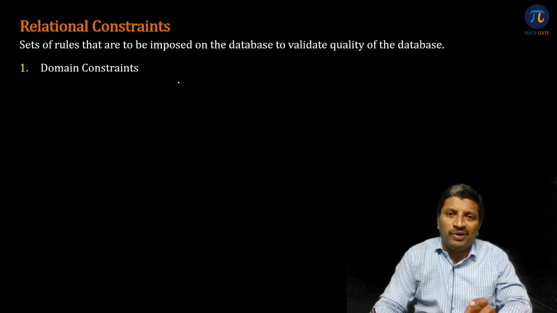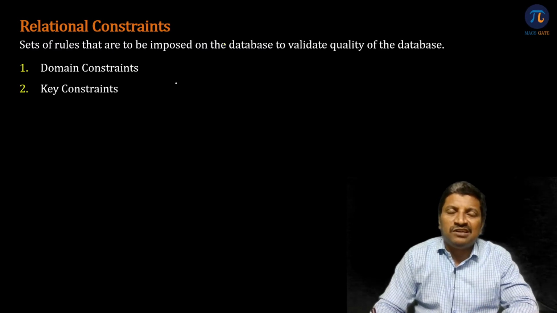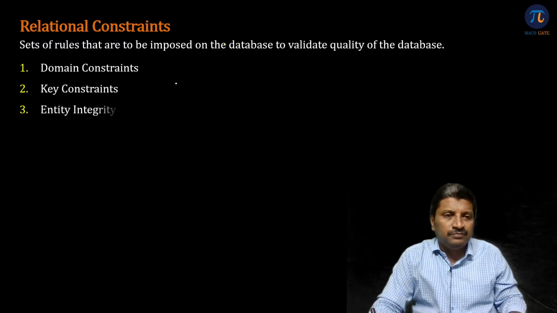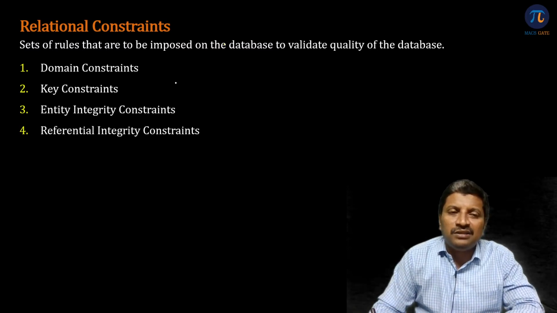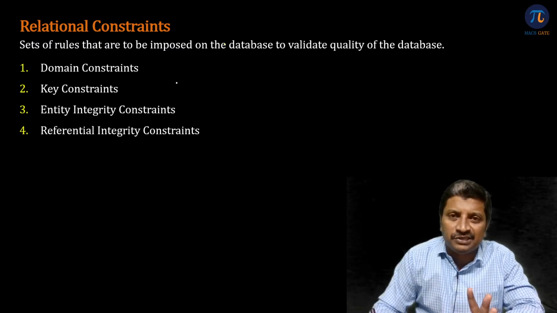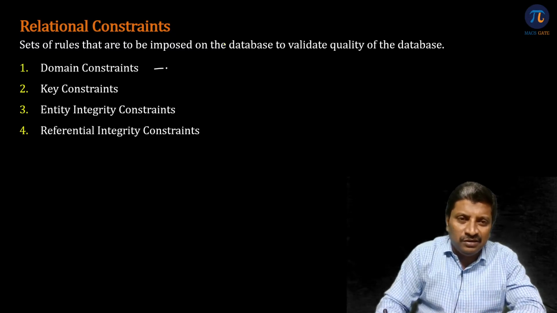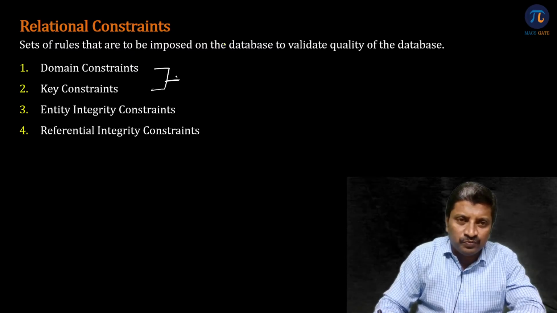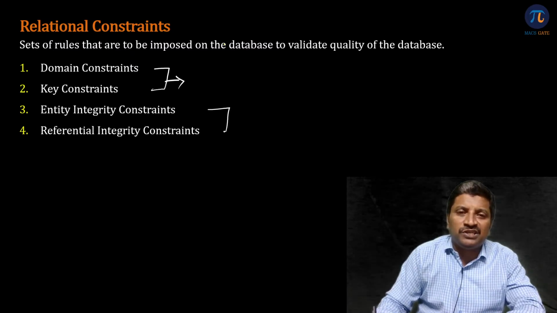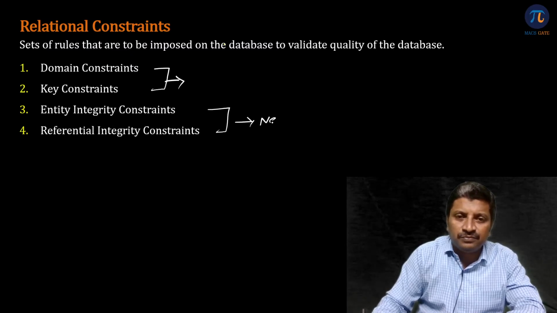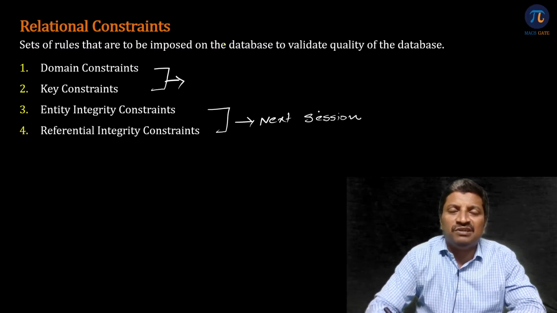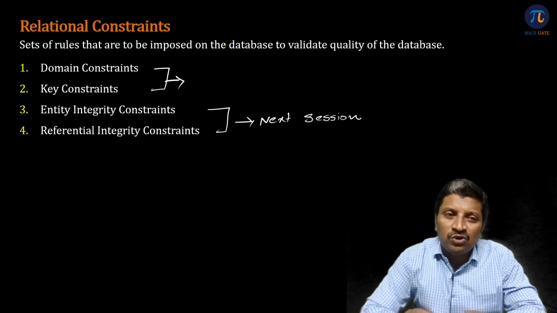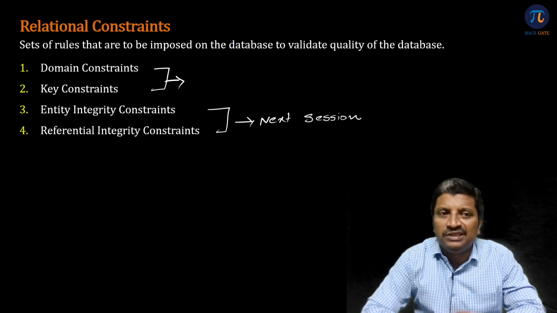The first one is domain constraints. The second one is key constraints. The third one is entity integrity constraints. And the fourth one is referential integrity constraints. In this session, let us discuss the first two. The remaining 2 constraints we discuss in the next session. So let us complete the first 2 constraints, domain constraints and key constraints, in this session.